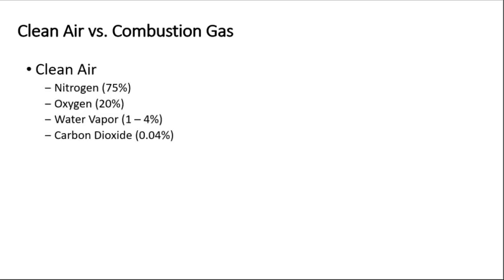From these points, we can look at a very basic general comparison between the composition of clean air versus the composition of exhaust combustion gas, directly exiting a combustion source. Clean air is mainly comprised of nitrogen, oxygen, and water vapor. We also indicate the small percentage of carbon dioxide, 0.04% or 400 ppm.